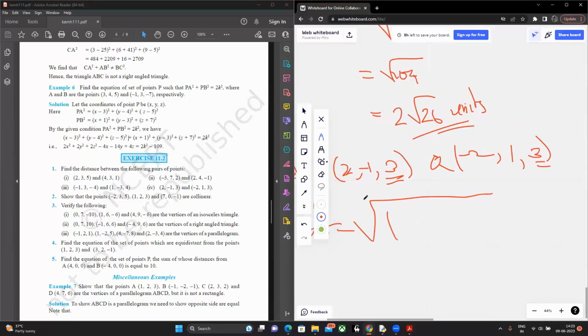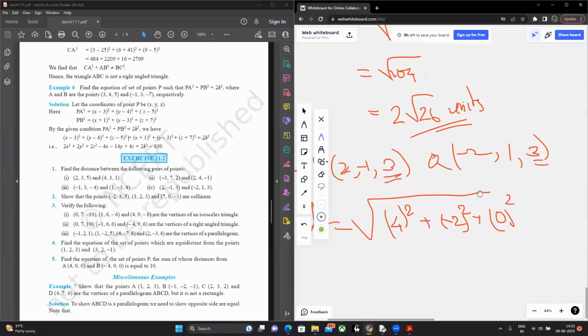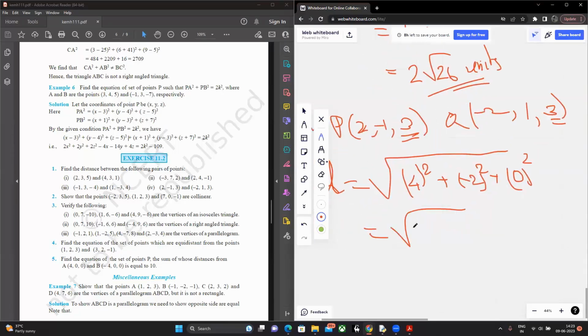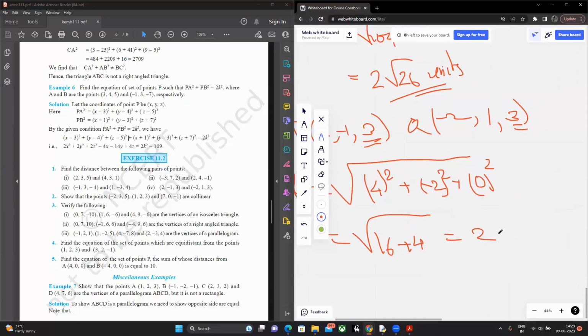This is basically 2 minus minus 2, that is 2 plus 2, that is 4 the whole square, plus minus 1 minus 1, that is minus 2 the whole square, plus 3 minus 3, that is 0 the whole square. Which is basically a square root of 16 plus 4, that is root 20, that is 2 root 5.